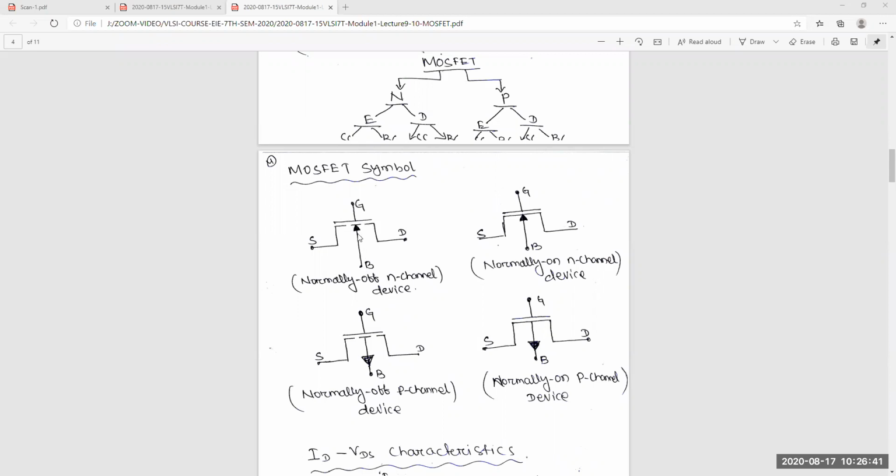Now in the B terminal you can also see one arrow mark. So what is this arrow mark? Do you know what this arrow mark is?